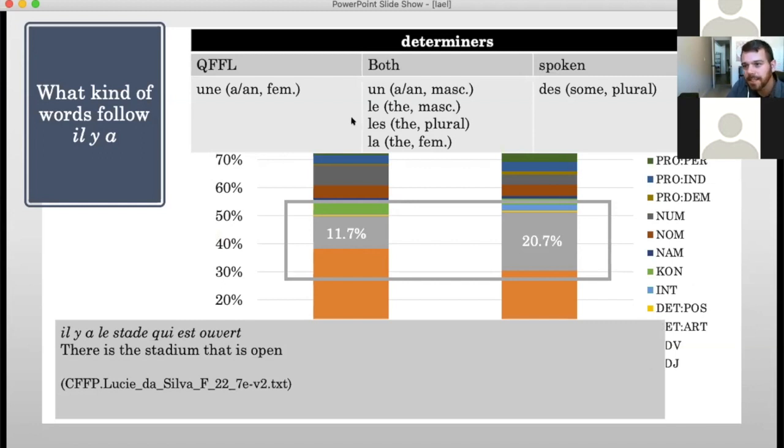However, in the book, it says after this, you almost always follow with an indefinite determiner. Le, les, and la, the definite article here, also shows up quite a bit. And so we see here another one of our cleft constructions. In this case, il y a le stade qui est ouvert. This is normal, natural conversation. And one of the nice parts about this corpus is that it actually tells you the person's name. And they're from the 7th arrondissement in Paris. So we can learn a lot about the individuals here as well.